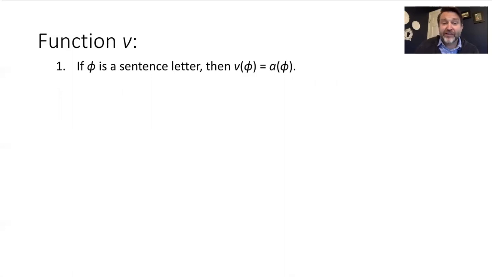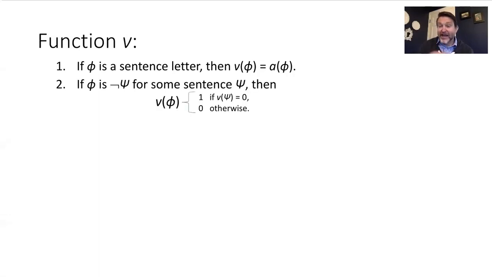So suppose first that phi is a sentence letter. Then the value of phi equals alpha of phi, okay? So whatever the truth value of that atomic sentence is as specified by alpha, that is the truth value after the function has done its business. So if phi is a sentence letter, then the truth value of it simply is the same as the alpha value of that sentence. Now, suppose that phi is negation psi for some sentence psi, right?